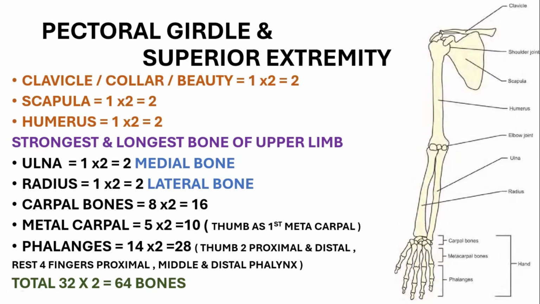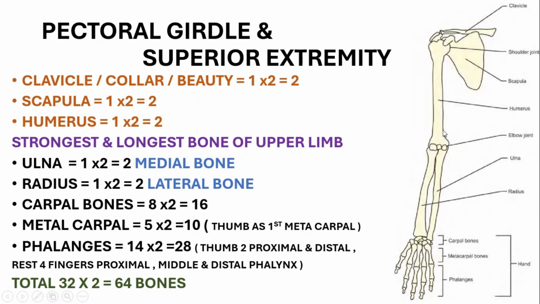And there is a very good question in your viva. Sometimes they ask very often: which is the only long bone that lies horizontally? The answer will be clavicle. Clavicle is the only long bone that lies horizontally, and the other long bones lie vertically. For example, the humerus is also a long bone.